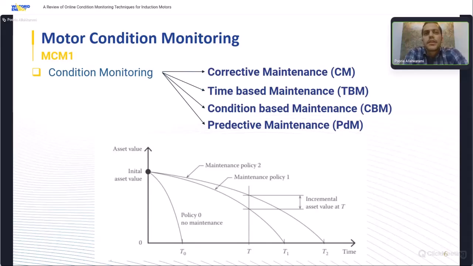However, we can categorize the maintenance method into these four categories. For example, corrective maintenance, time-based maintenance, condition-based monitoring, and predictive maintenance. Let's start with corrective maintenance, often called run to failure. In this approach, maintenance is performed only after a failure occurs or when the asset performance is no longer acceptable.